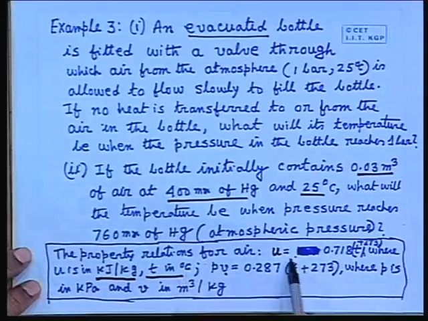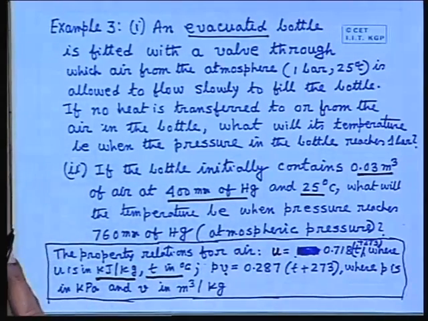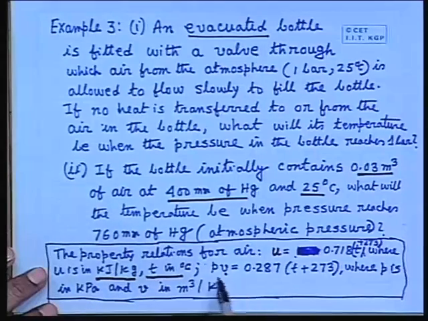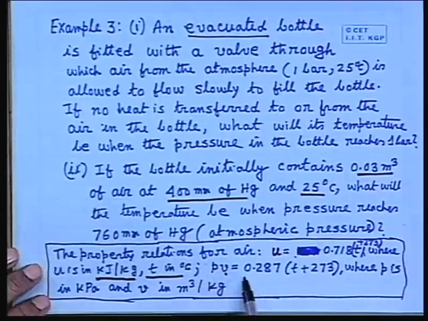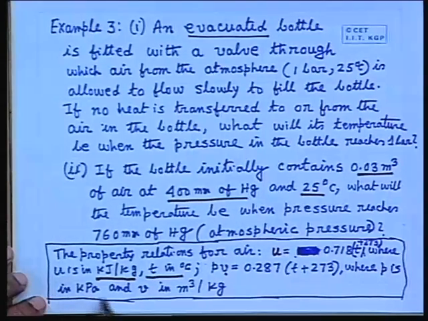This type of equation, where numerical constants are there, is always specified with units. If you substitute the independent variable in this unit, you get the dependent variable in this unit. Otherwise there is no meaning to these equations. So PV is this, where P is in kilopascals, V is in meter cube per kg and T is in degrees Celsius. If you add these two, you get H. H is U plus PV. H will be 1.005 into T plus 273. All right?